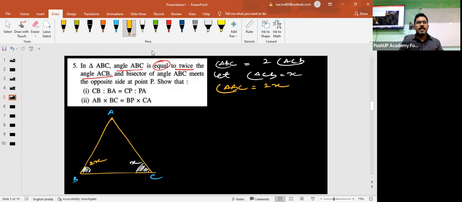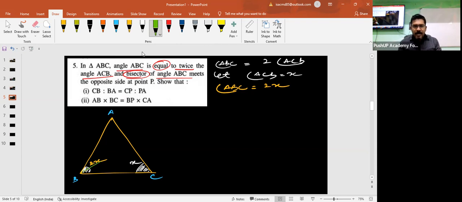This part is clear. Then bisector of angle ABC. Children, bisector. What is the meaning of bisector of an angle? Dividing an angle into two equal parts, isn't it? Bisector of which angle, children? ABC. Where is angle ABC? Over here, right? This is your angle ABC.